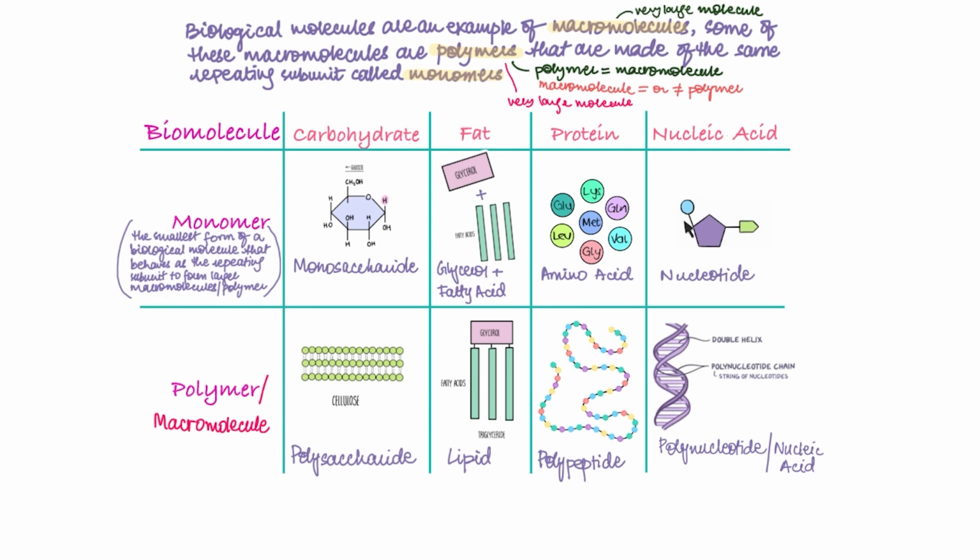All biological molecules are examples of a macromolecule, which means they're all giant and large molecules. So, carbohydrates, nucleic acids, proteins, and fats are all examples of macromolecules. Out of these, carbohydrates, nucleic acids, and proteins are examples of polymers.